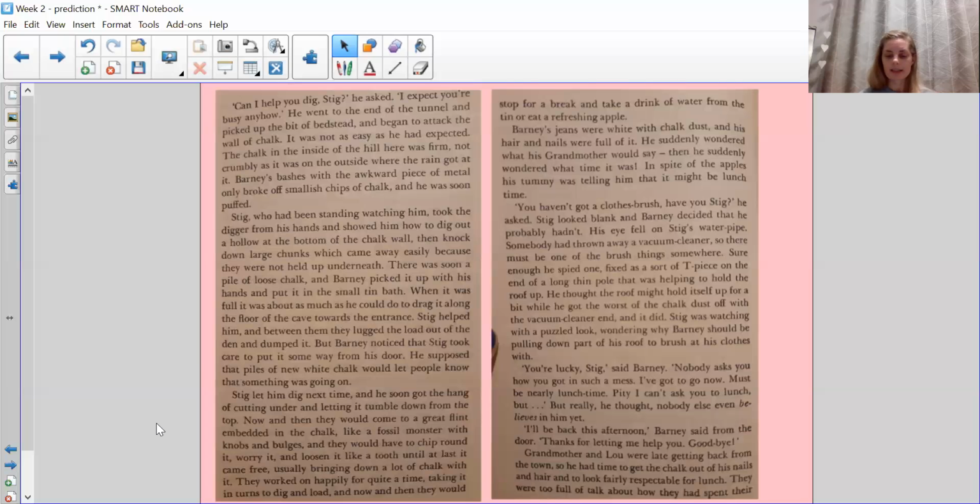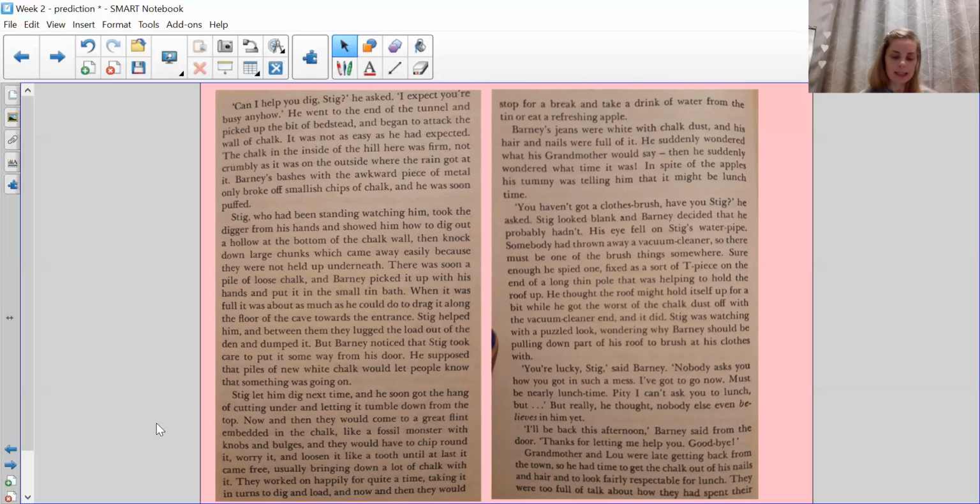"Can I help you dig, Stig?" he asked. "I expect you're busy anyhow." He went to the end of the tunnel and picked up the bit of bedstead and began to attack the wall of chalk. It was not as easy as he had expected. The chalk in the inside of the hill here was firm, not crumbly as it was on the outside where the rain got on it. Barney's bashes with the awkward piece of metal only broke off smallish chips of chalk, and he was soon puffed.